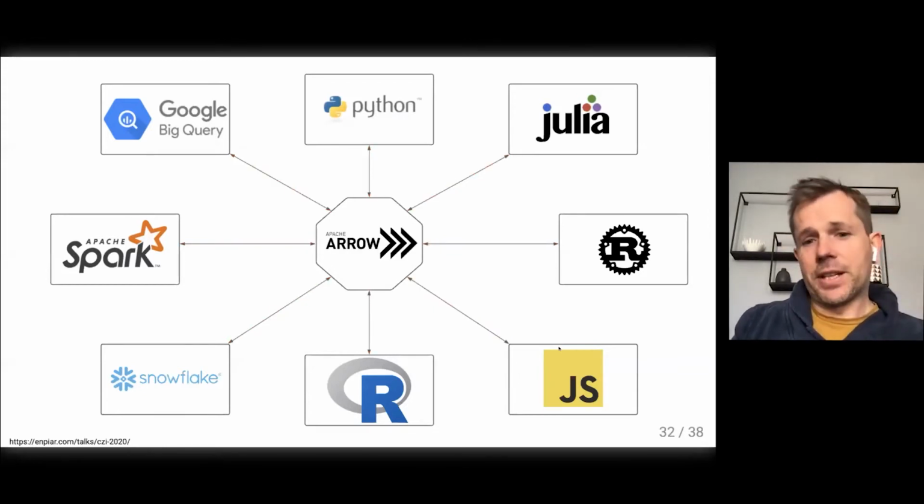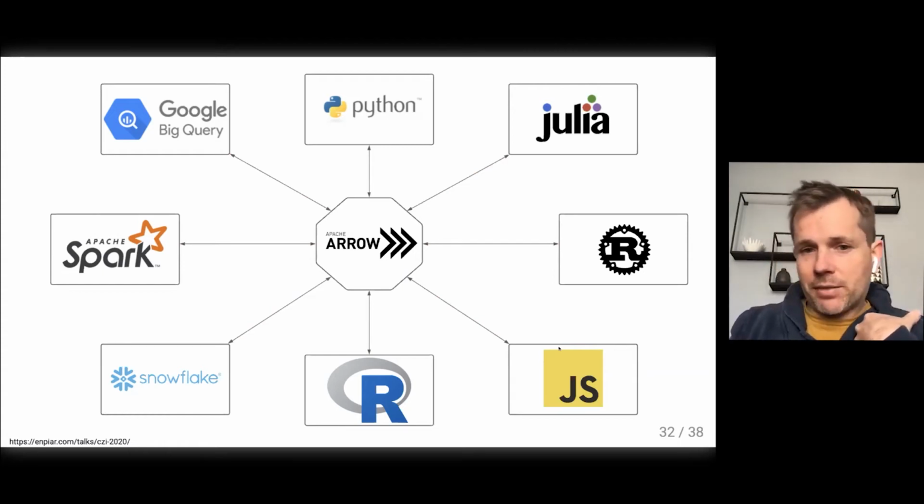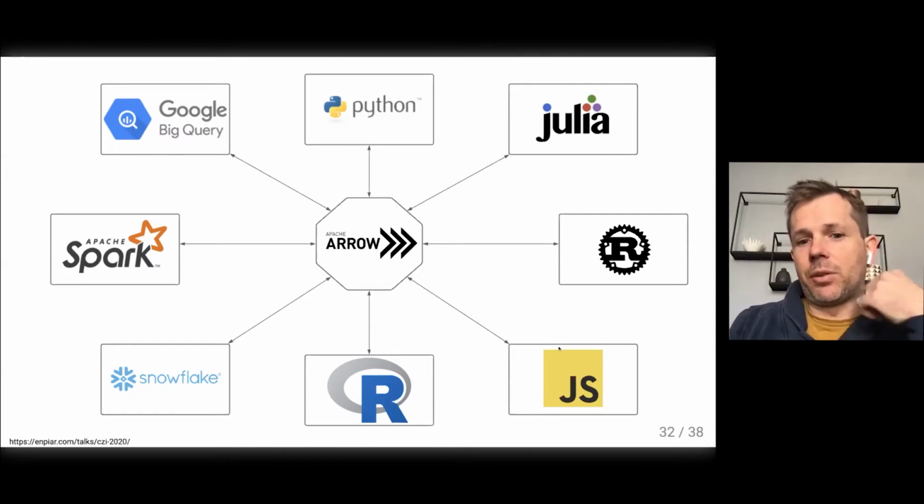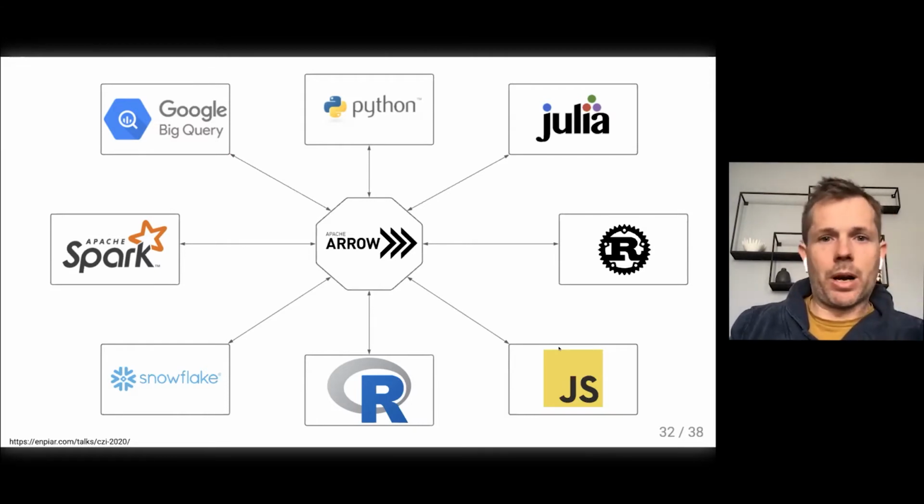So Arrow facilitates this because, for me as the R package maintainer for Arrow, once we've implemented being able to efficiently get data between Arrow memory and R memory, now I can connect to Spark. Now I can connect to BigQuery. Now I can connect to Python super efficiently. I don't have to adapt a special connector for each one.